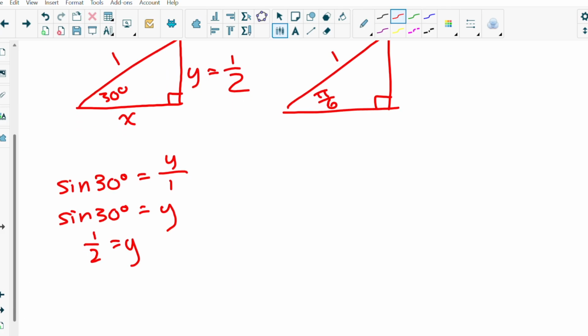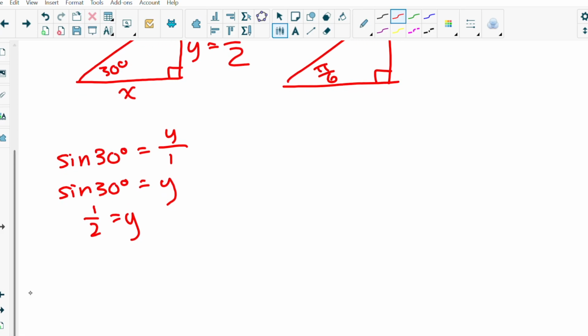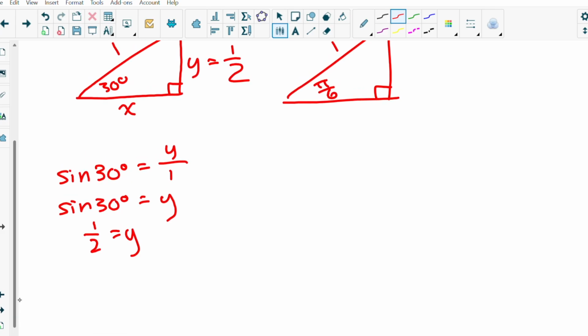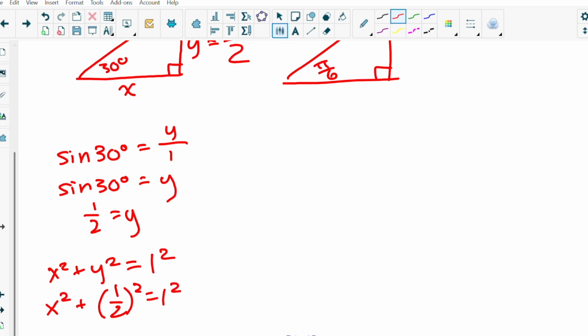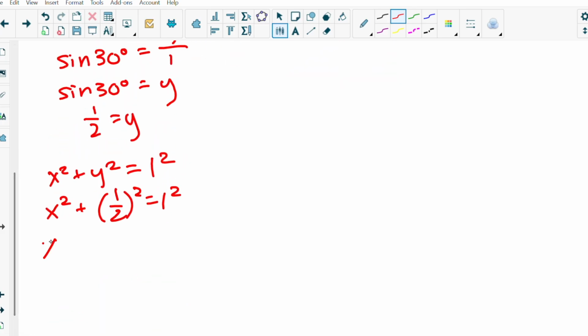What about our x value? Well, for our x value, we can use either another trig ratio, or we can use Pythagoras. So x squared plus y squared equals 1 squared. So x squared plus 1/2 squared equals 1 squared. That's x squared plus 1/4 equals 1. X squared equals 1 minus 1/4.